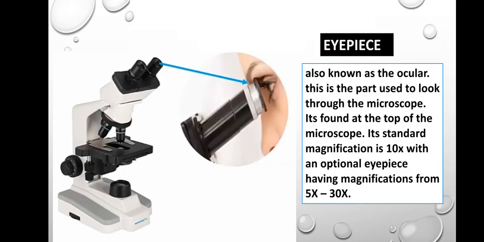So here is the eyepiece, also known as the ocular. This is the part used to look through the microscope. It's found at the top of the microscope. Its standard magnification is 10 times, with optional eyepieces having magnification from 5x to 30x.